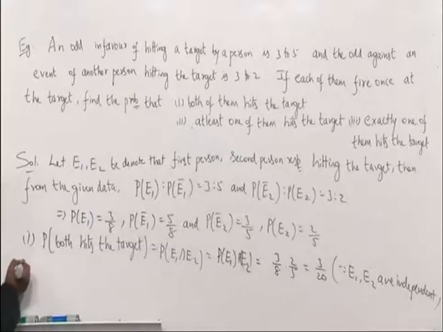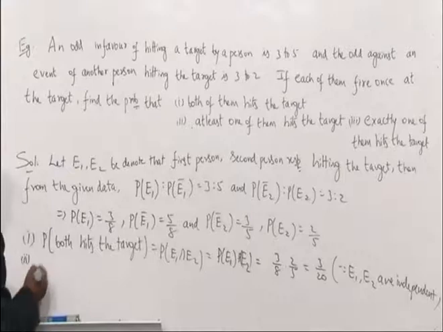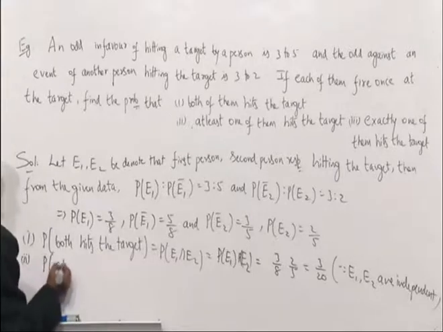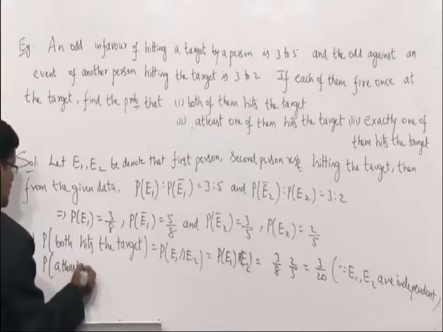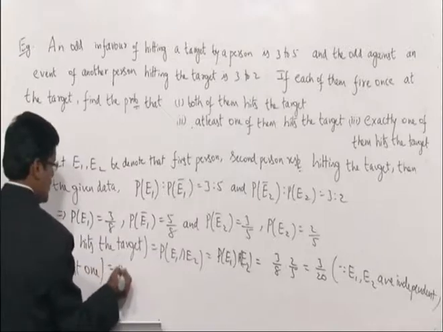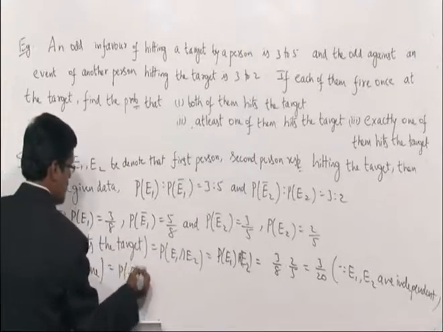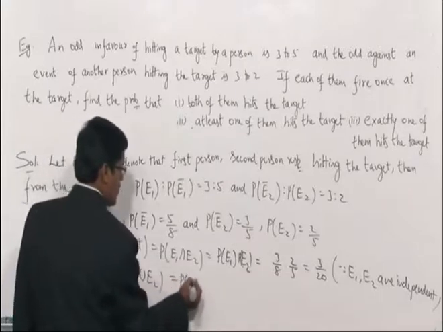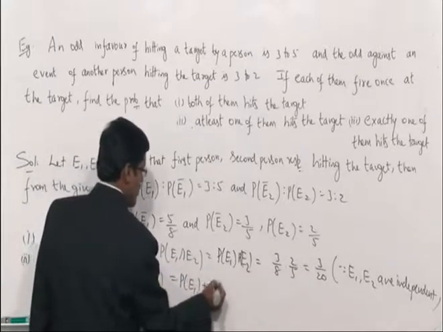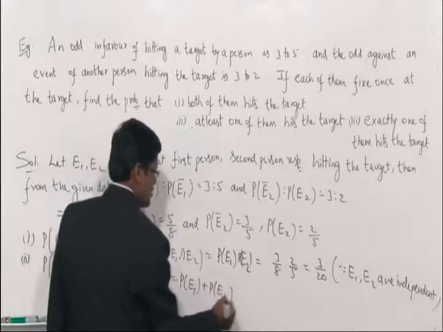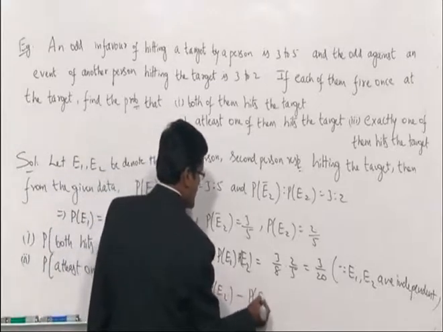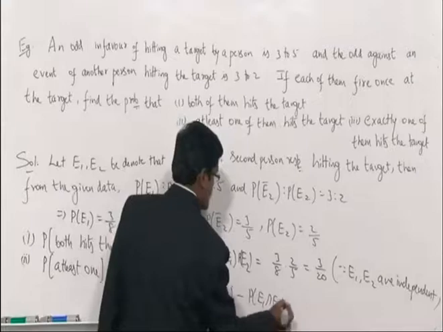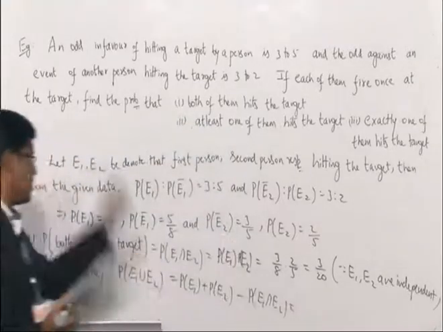Next, see. At least one hits the target. That is, according to set theory, this becomes E1 union E2. So, using the addition theorem of probability, P of E1 plus P of E2 minus P of E1 intersection E2. Later you calculate from this one and the above data.